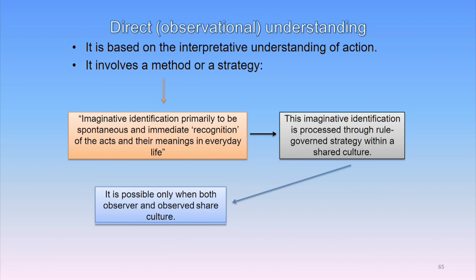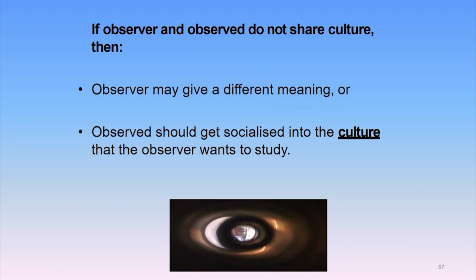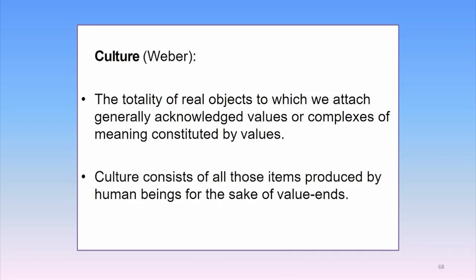Then what we just now discussed, that this imaginative identification is processed through a rule-governed strategy within a shared culture, which is possible only when both observer and observed share culture. But if they do not share culture, then what will happen? Then the observer may give a different meaning, or the observed should get socialized into the culture that the observer wants to study. Okay? That will give some different results. It may give us some unreliable data, invalid data. Okay? Then shared culture, rule-governed strategy within a shared culture, we have discussed.